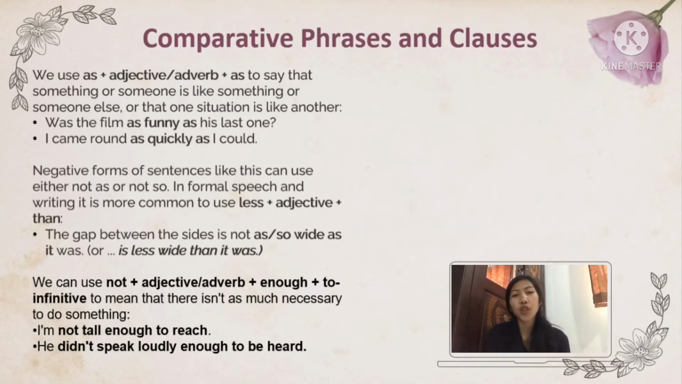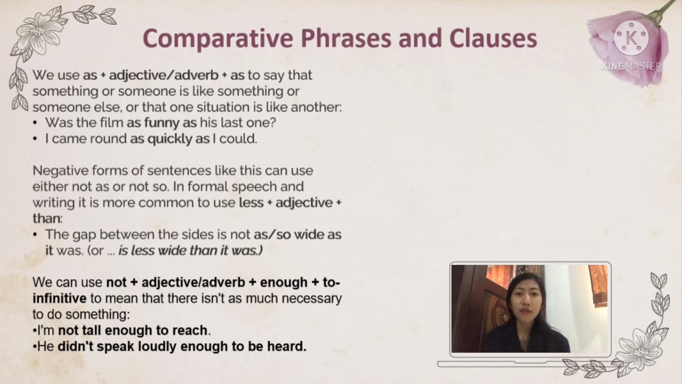Well, let me move to comparative phrases and clauses. We use as plus adjective or adverb plus as to say that something or someone is like something or someone else, or that one situation is like another. For example, was the film as funny as his last one? For the second example, I came round as quickly as I could.